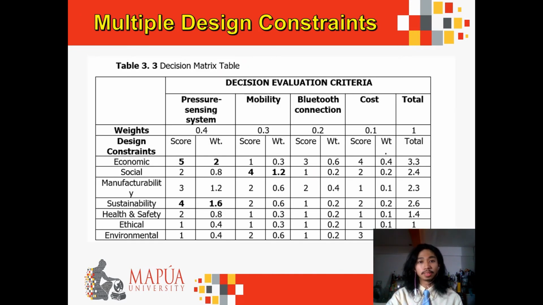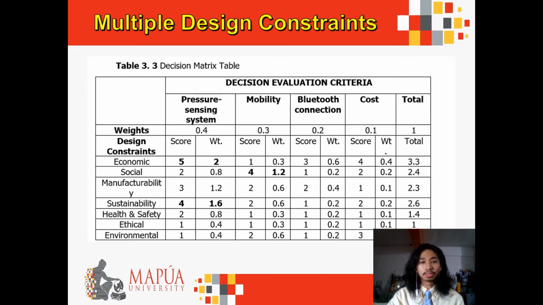As presented from this table, several design constraints were encountered during the development phase of the design. These design constraints are economical, social, manufacturability, sustainability, health and safety, ethical, and lastly, environmental. Each evaluation criterion was accounted for these constraints through equivalent values of score and weight.